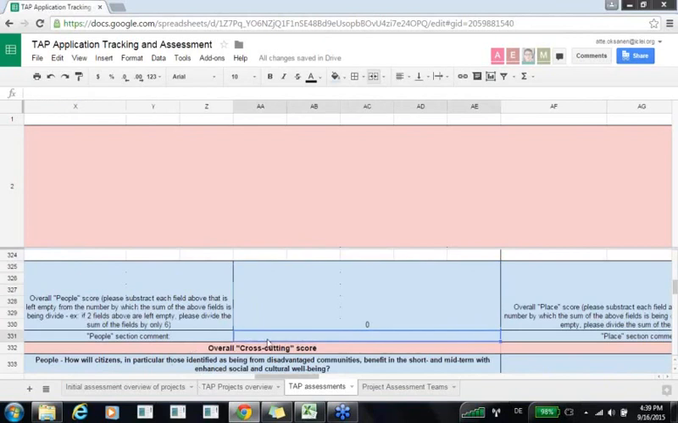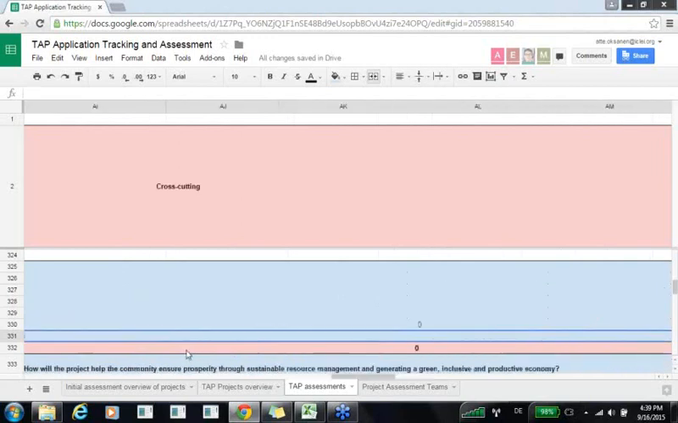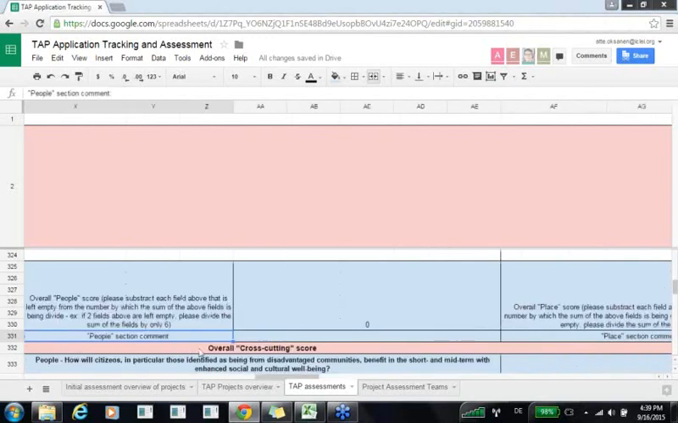It would also mean that probably in the people comment section you would explain why you gave such low scores. Now, there was the people section, the place section, and the planet section, and those are all subcategories of the cross-cutting score. And so the overall cross-cutting score, you will have guessed it probably, will be an average of the 3 different scores. So of the people score, the place score, and the planet score.